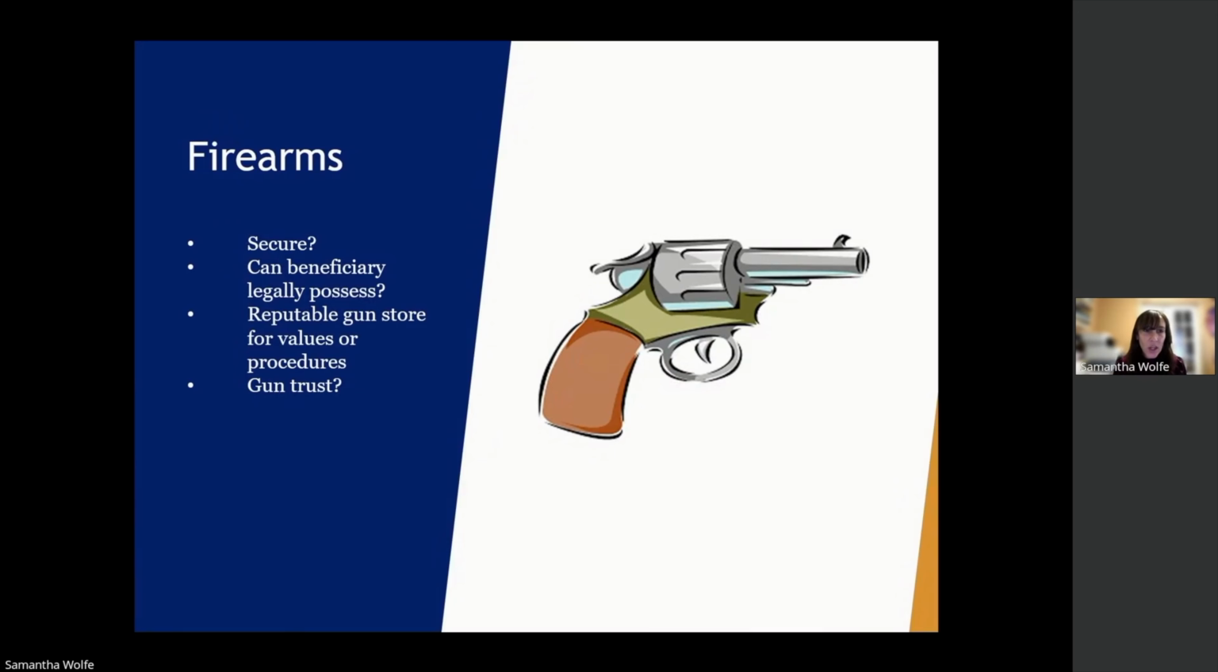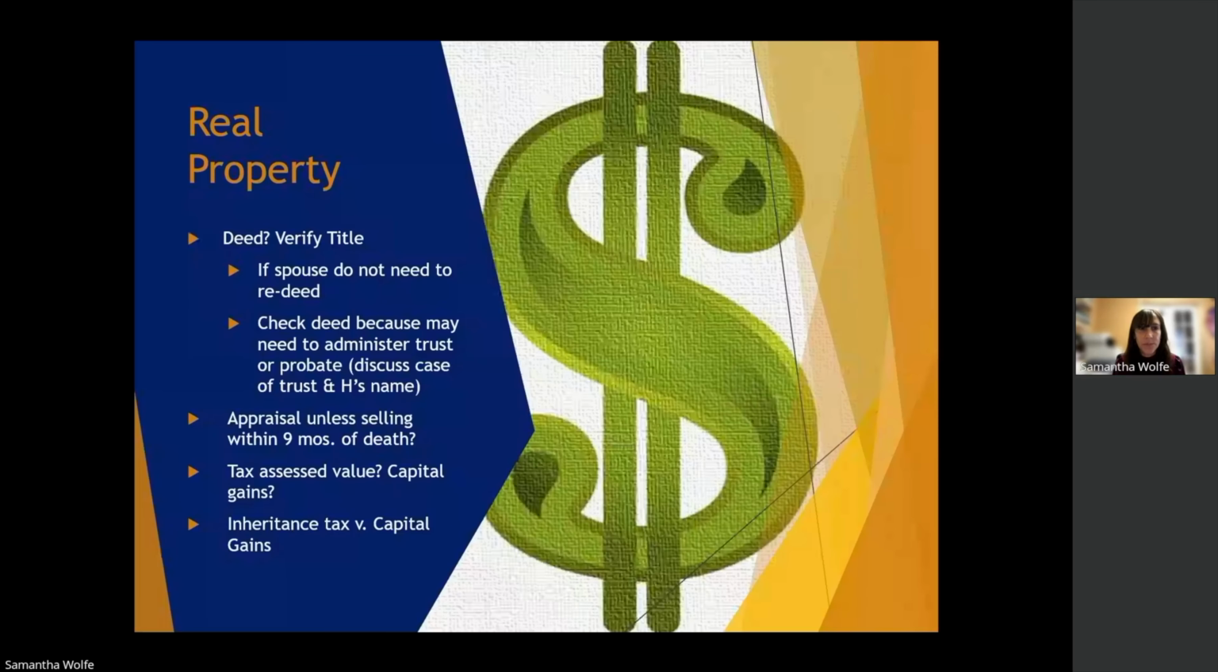Firearms are a big thing here locally. We have to make sure we secure those firearms. We have to make sure the beneficiary who might be receiving those firearms can actually possess them. We might want to use a reputable gun store for valuation or procedures. They've been really helpful when we've administered an estate. And if we do have clients that have a large collection of firearms, or certain firearms based on the class of firearms, they might need a gun trust in order to make sure that everything's being handled properly.